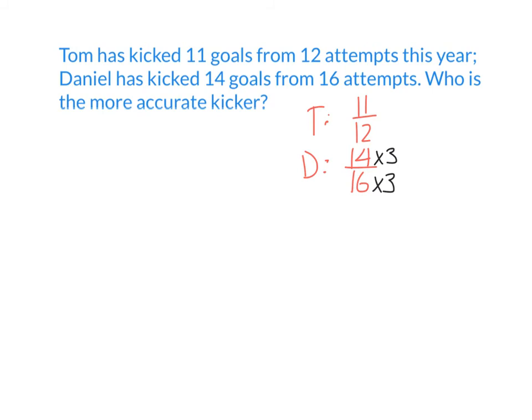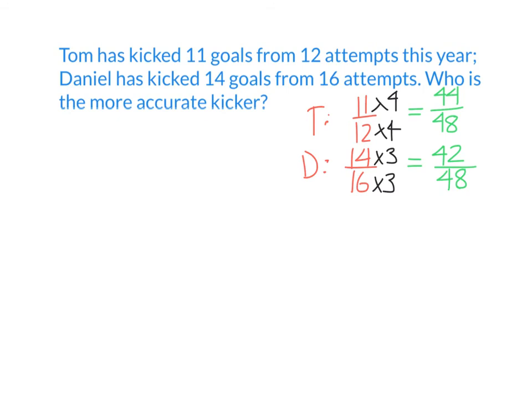Now for Tom's fraction, I want to times 12 by 4 to get to 48. So if I times the bottom by 4, I must times the top by 4. So Tom has kicked 11/12ths of his goals, which is the same as 44/48ths of his goals. Daniel has kicked 14 times 3 is 42, 16 times 3 is 48. So Daniel's kicked 42/48ths of his goals.